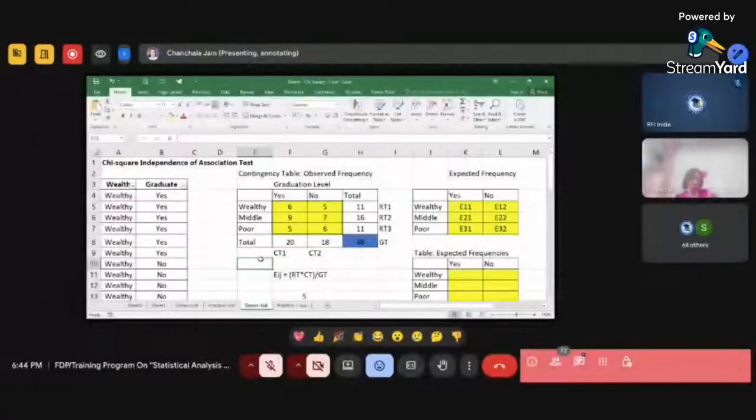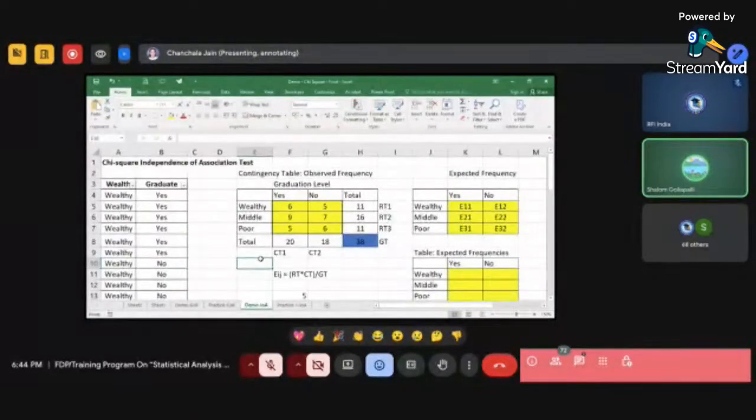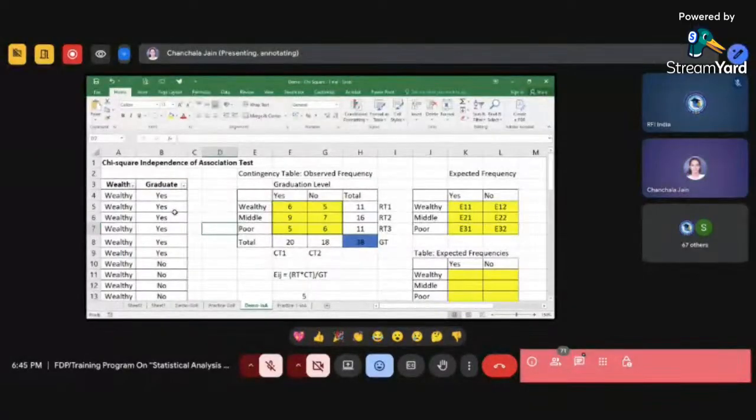Ma'am, I am able to get till selecting the filter, but the number, how you got it? Ma'am, I selected this, and it is showing me the count at the bottom. So from there, I have taken the count. Oh, okay, ma'am. Yeah. Fine.